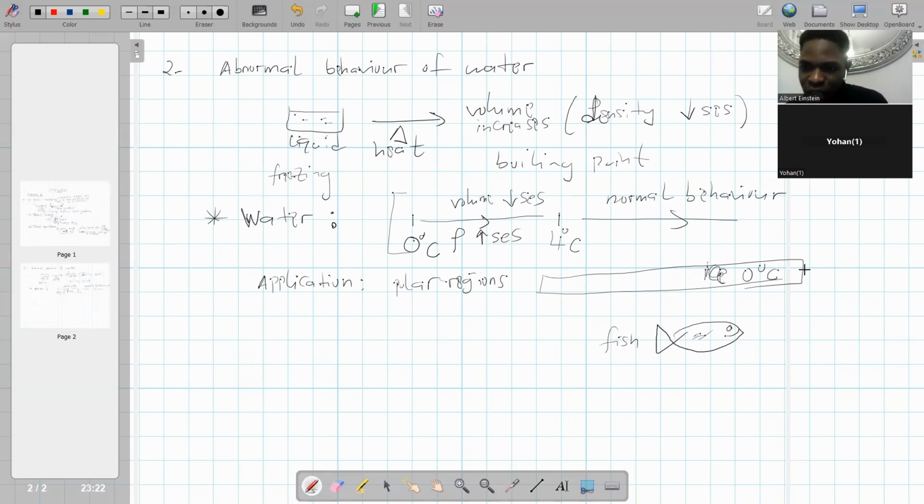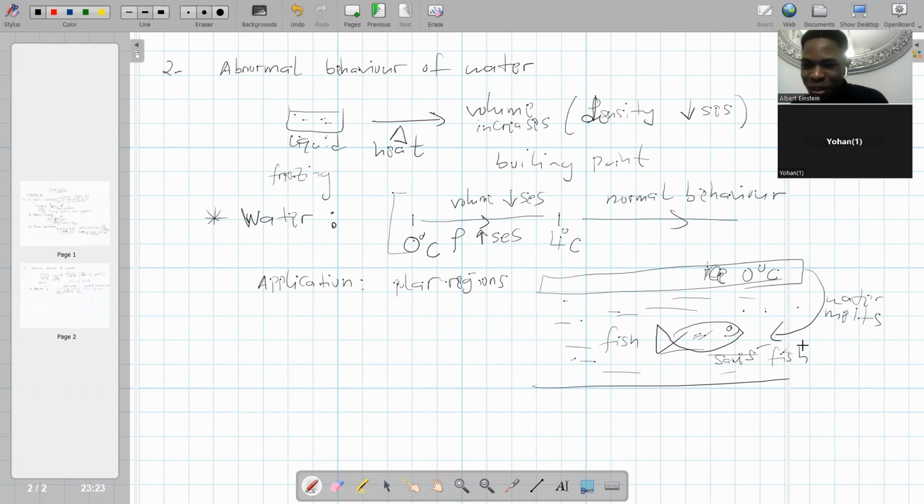So when the water melts, it goes below the ice and the ice stays on top. This is advantageous for the fish because the fish is going to stay inside the water, which is at a temperature of 4 degrees. Imagine, for example, that water was behaving normally. It means the ice would be denser than the water and the ice would go below, and in that case, the fish may be feeling too cold. So this particularly saves the fish.